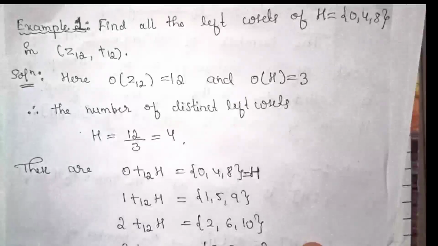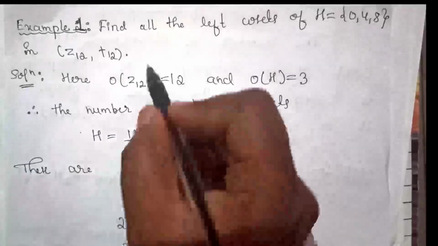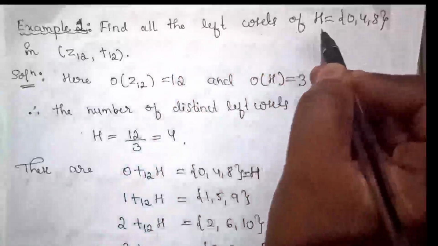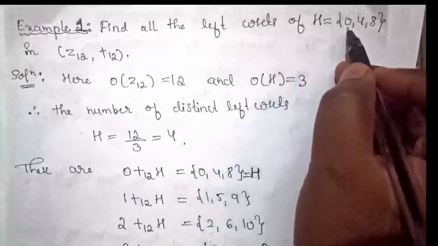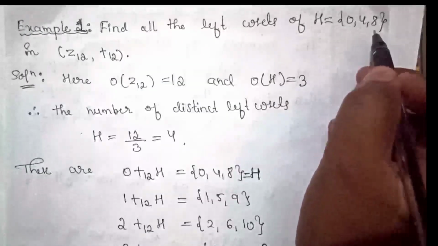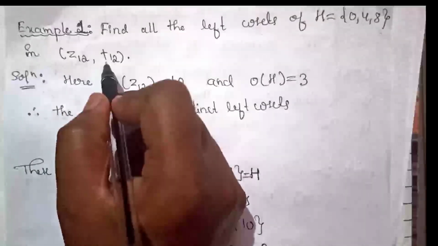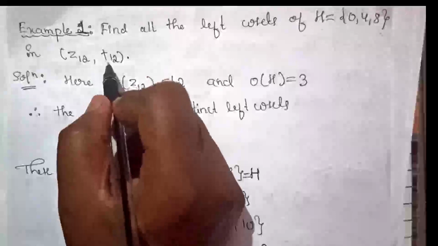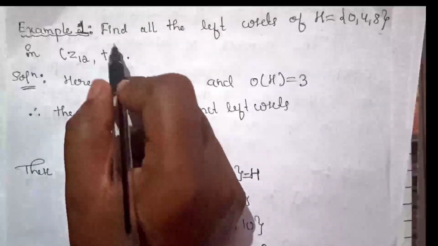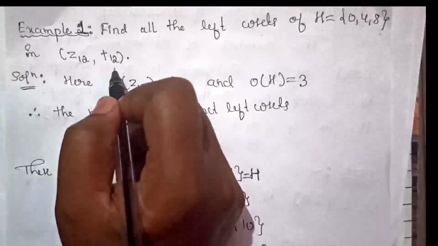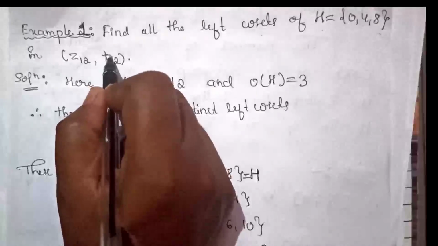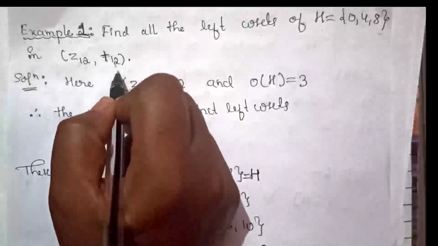Now we go for another example. Find all the left cosets of H which has the elements 0, 4, 8 in Z12, where Z12 is modulo 12. So addition modulo 12 here. So that means you already know how we have to find addition modulo.